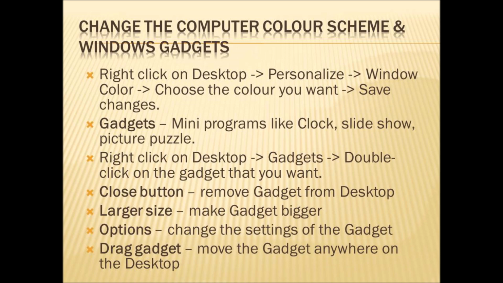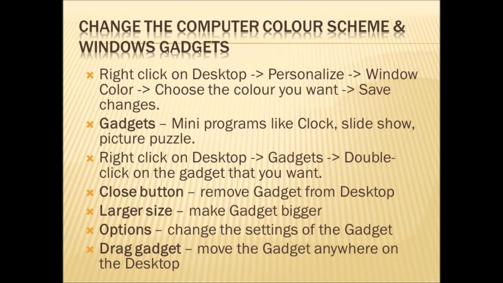For this, you should go to the desktop and right click on it, then go to the option Gadgets. All the gadgets will be opened. You should double click on the gadget that you want on the desktop. If you double click on it, it will be displayed on the desktop.